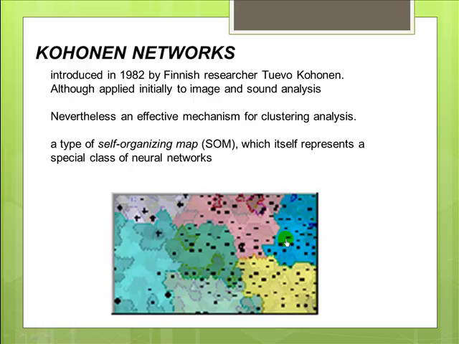Kohonen networks were introduced in 1982 by the Finnish researcher Teuvo Kohonen, although they were applied initially to image and sound analysis. So he was using them to maybe do some things with images and sounds. Nevertheless, they're an effective mechanism for clustering, and a type of self-organizing map which itself represents a special class of neural networks. So actually, it's a neural network, but with neural networks, usually we think of them as we use them to predict something or estimate something. This is different.